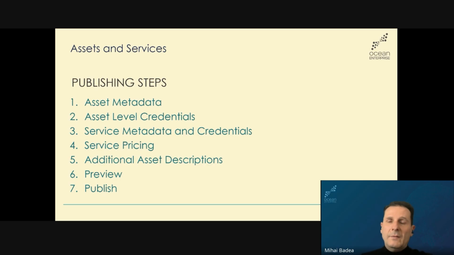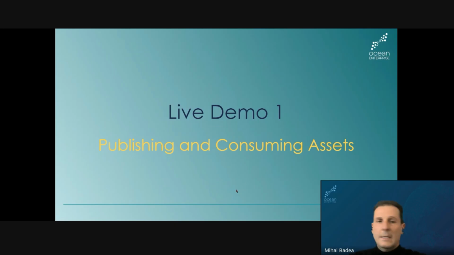Then you have to specify the metadata of the first service of the asset that will be created together with the asset. You have to put a price on that service. You can also specify an additional description of the asset in a different form, for instance. Then you'll have the preview available just to see how the asset will look like. And then you will proceed to the actual publishing of the asset. Then let's see exactly what we mean by this.